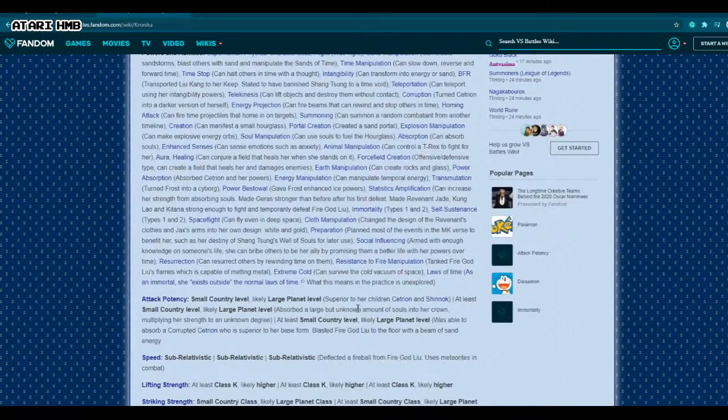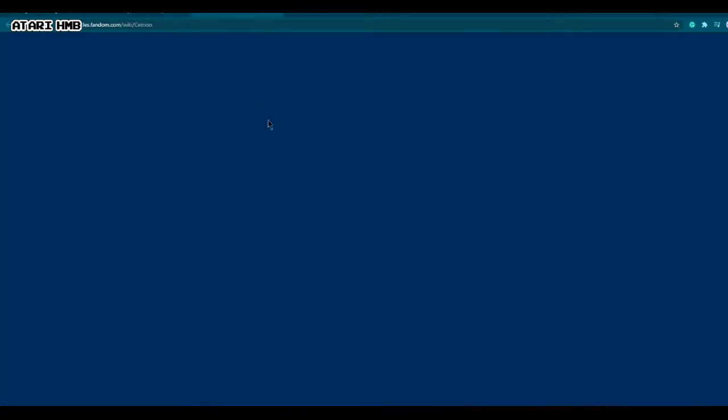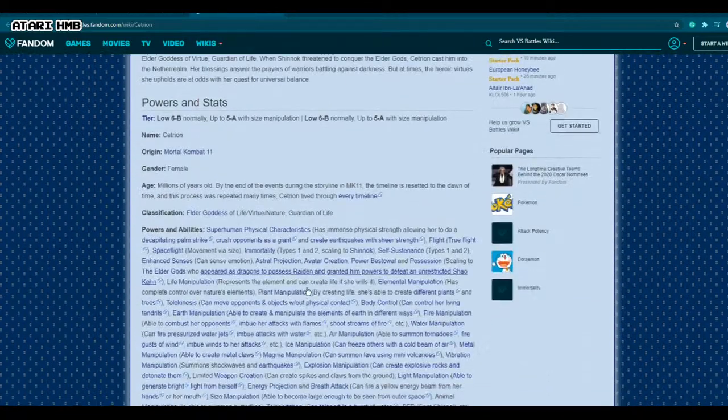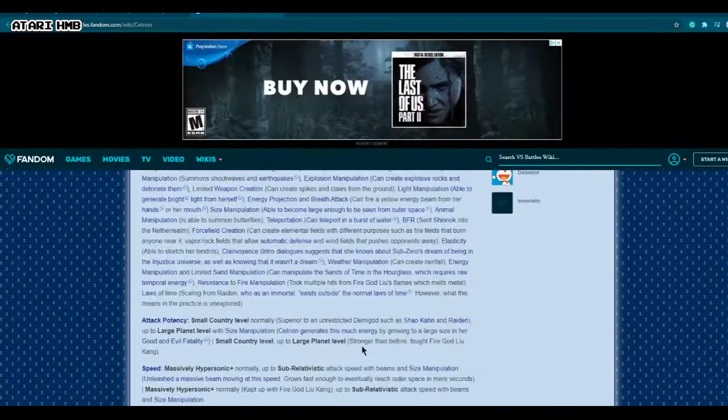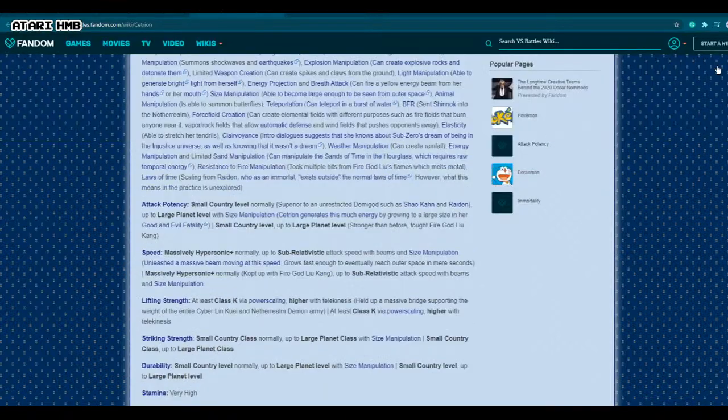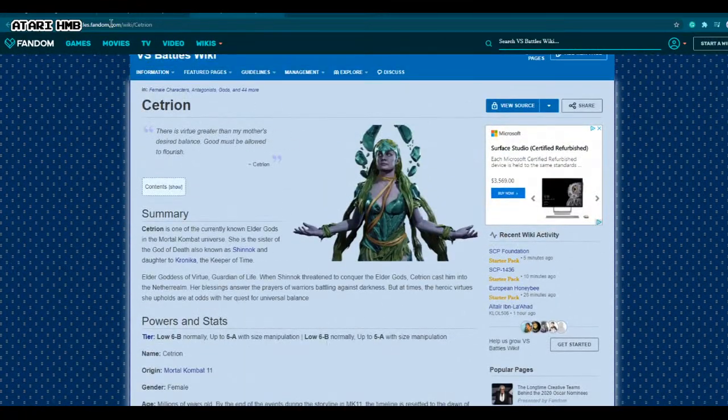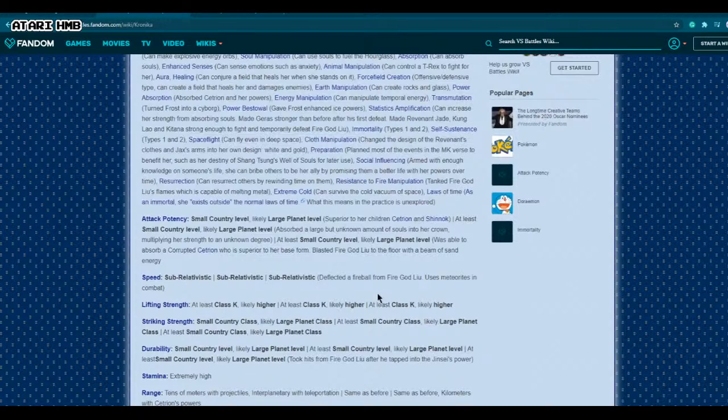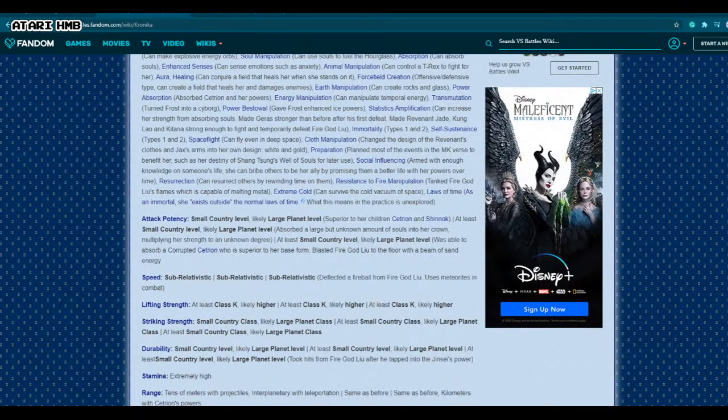Small country level. Planetary. Large planetary. At least small country. Are you kidding me? Cetrion, who is superior in the base form. Oh my gosh. And Cetrion... At least they acknowledge how strong she is. But even still, her fatality, she outgrows the planet Earth. Oh, bro. And yeah, Andre, that's the one I was talking about.